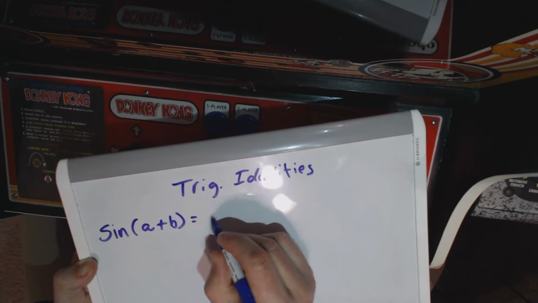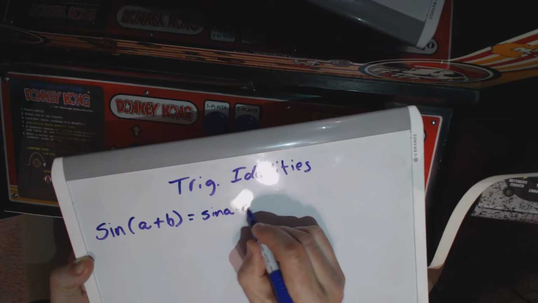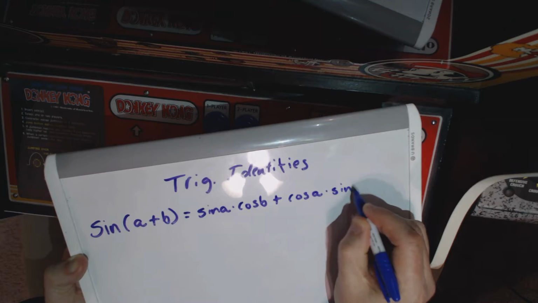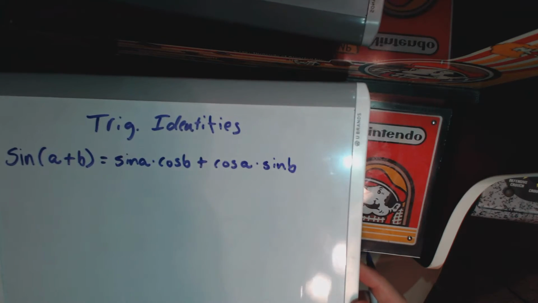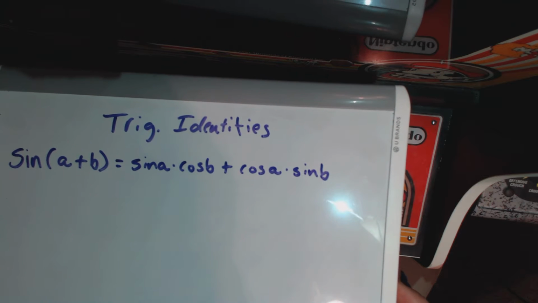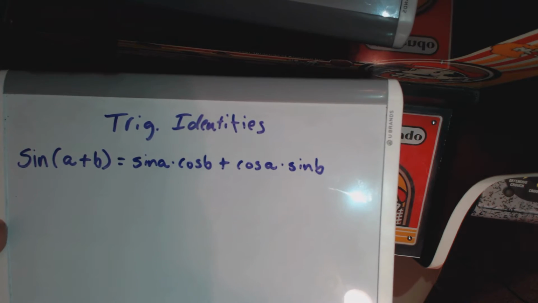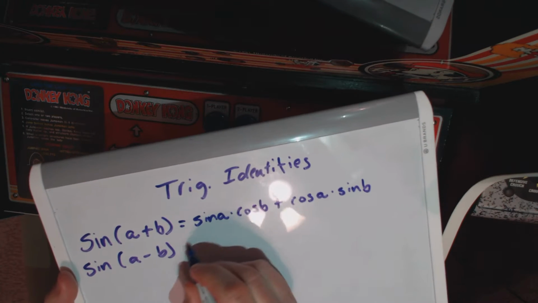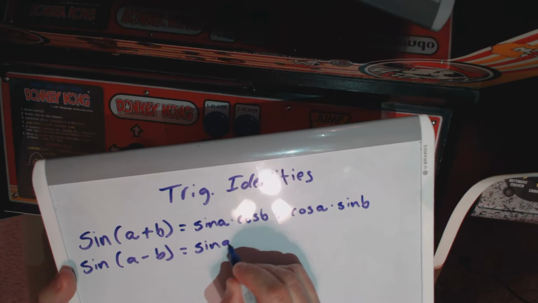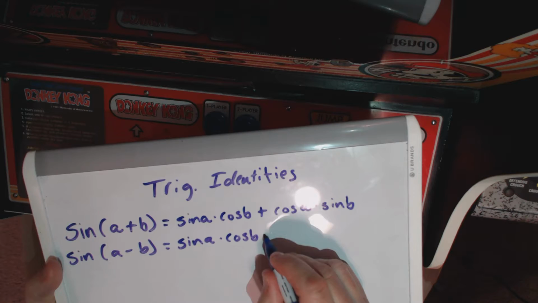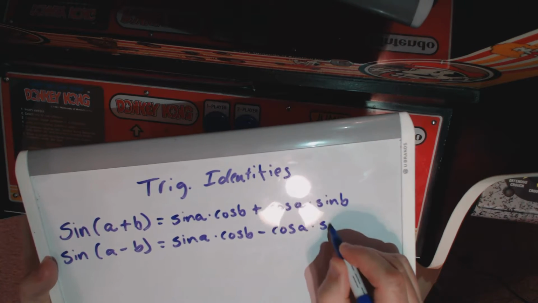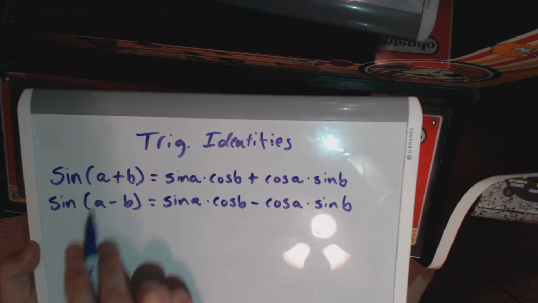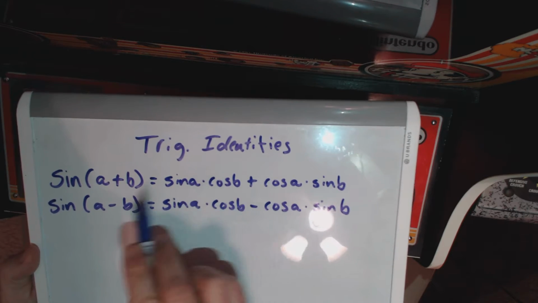So the sine of A plus B would equal the sine of A times the cosine of B plus cosine of A times the sine of B. Okay, and I'll show you why we want to use this in a minute. And then the sine of A minus B would equal sine of A cosine B minus cosine of A times the sine of B. Okay, so that's what we call the sum and difference for the sine, right? You're just taking two angles, adding them. This is the relationship that exists.